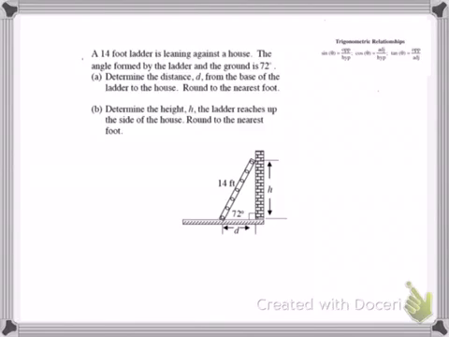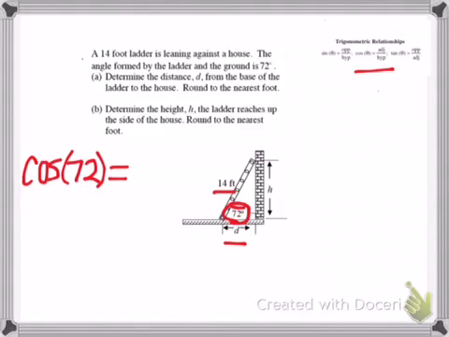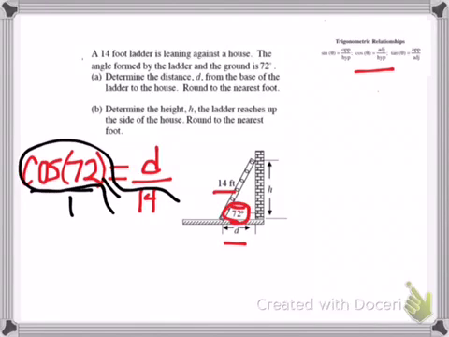So to find D, this is going to be my theta. And D would be my adjacent side. 14 would be my hypotenuse. So that means I'm going to use cosine. So I would say cosine theta, which is 72 degrees, equals my adjacent side, which is D, over my hypotenuse, which is 14. So to solve a trigonometric ratio, I need to set up a proportion and cross multiply. That tells me to multiply cosine 72 and 14. So cosine 72 times 14 is 4.32 feet. So the ladder is 4.32 feet from the house.